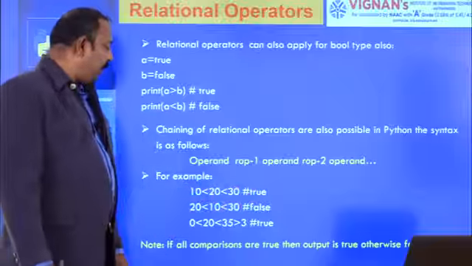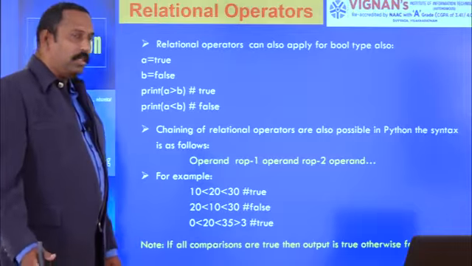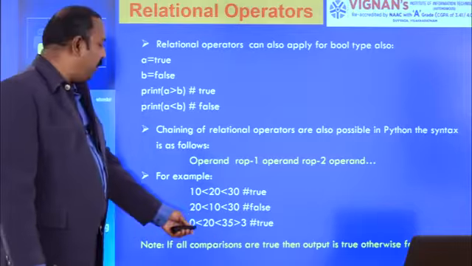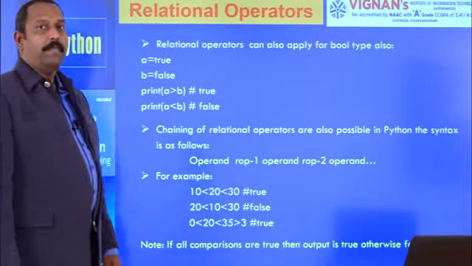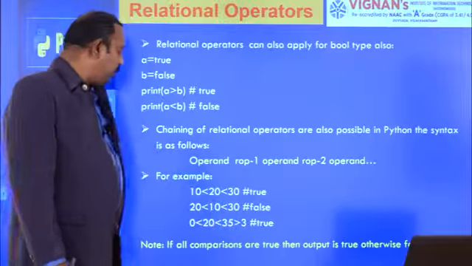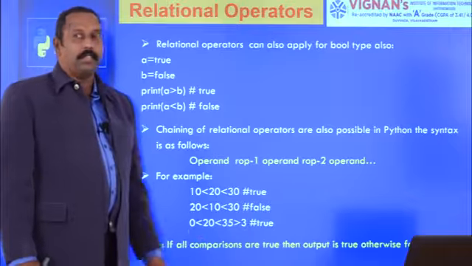Here 0 less than 20, the condition is true; 20 less than 35, the condition is true; and 35 is greater than 3, the condition is true. So here we are using three conditions, a chain of relational operators. All conditions are true, so we will get the output true. So if all comparisons are true, then the output is true, otherwise we will get the output false.